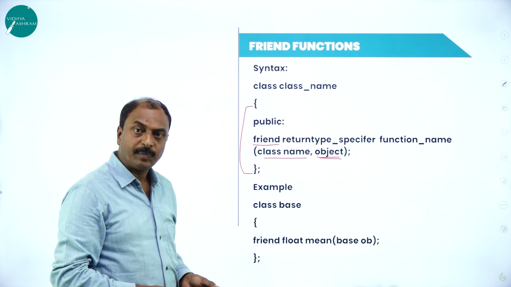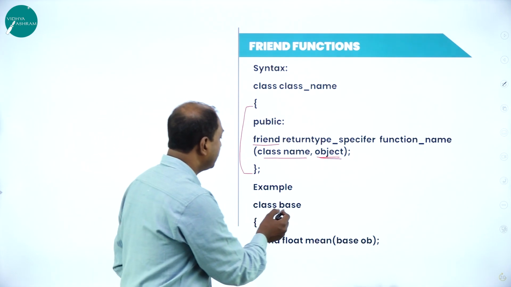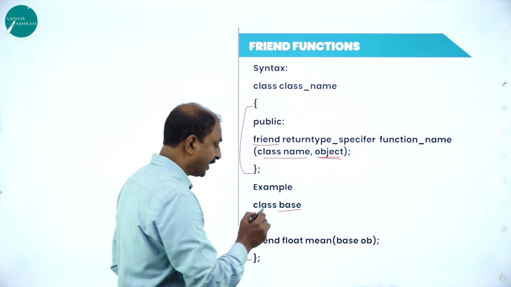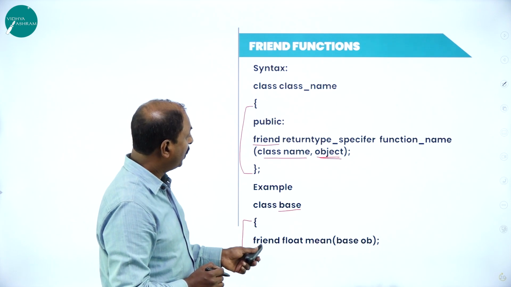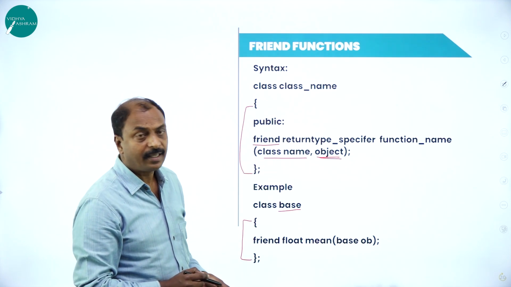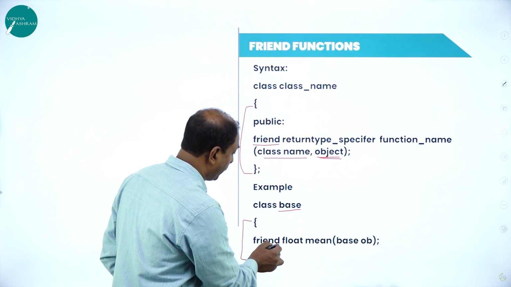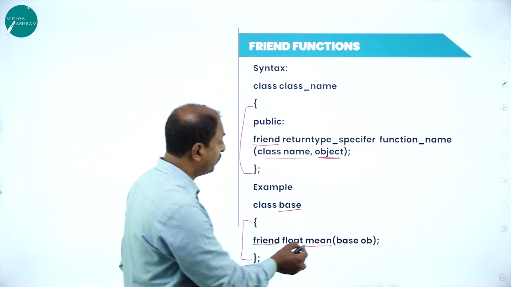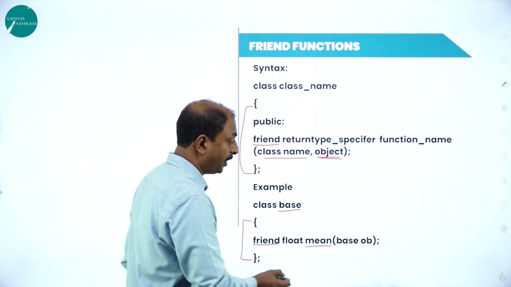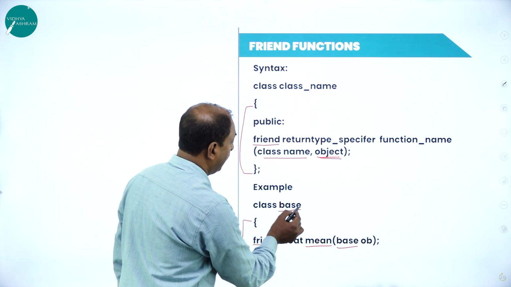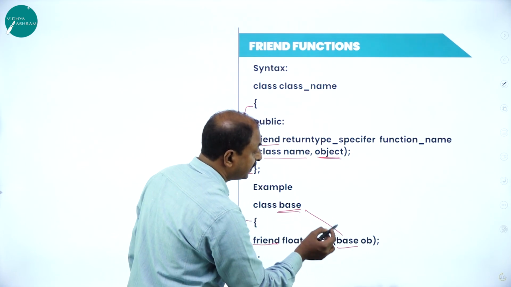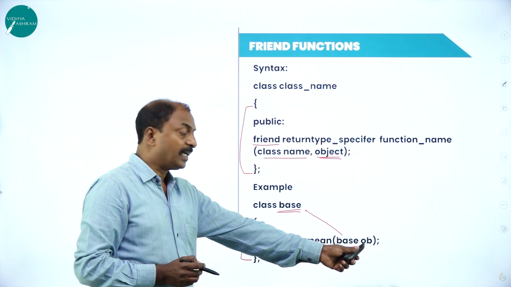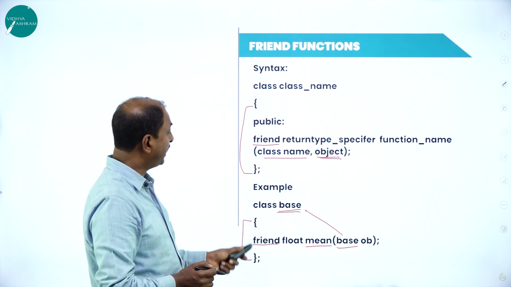Now let us see an example for this. Example: class base is the name of a class, open and close the class with a semicolon. And how do we declare this friend function? With the reserved word friend, then the data type, the name of the function is main, and here we are passing an object of the class. Please observe that base is the name of the class, and OB is an object of this particular class base. This is how we declare a friend function inside a class.